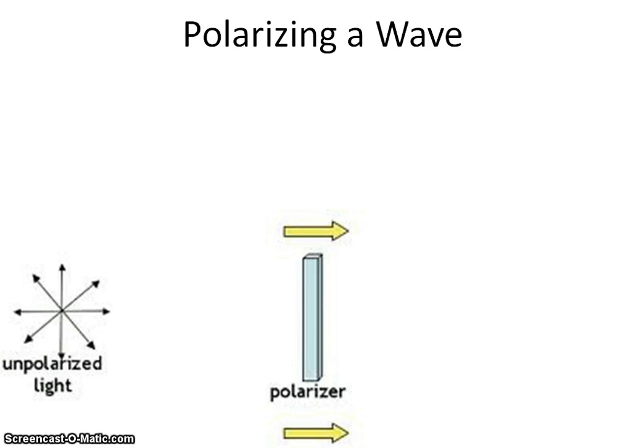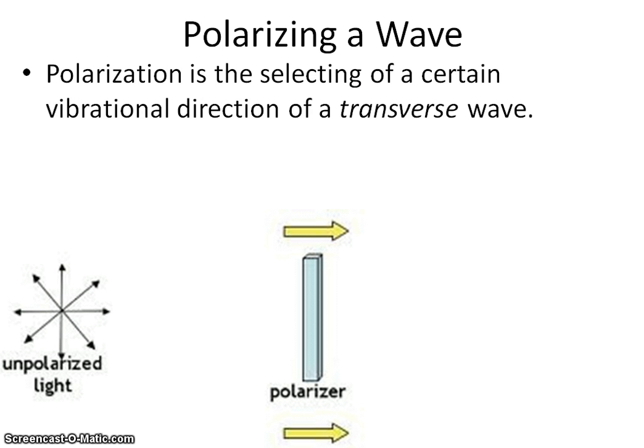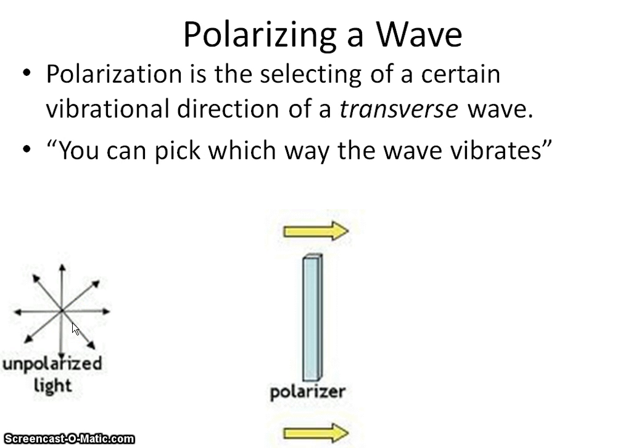One of the properties of waves that is specific to transverse waves is polarization. So we can select a certain vibrational direction of a transverse wave because it vibrates both up and down and side to side. So here we have a wave that's vibrating this way, and this way, and this way, and so forth. But now we're going to pick a direction in which it vibrates. We're going to pick one of those axes and just do that one.